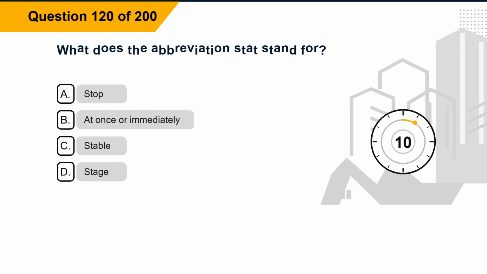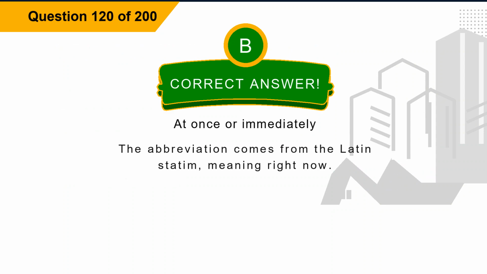Question 120. What does the abbreviation STAT stand for? Option A, stop. Option B, at once or immediately. Option C, stable. Option D, stage. The correct answer is option B, at once or immediately.